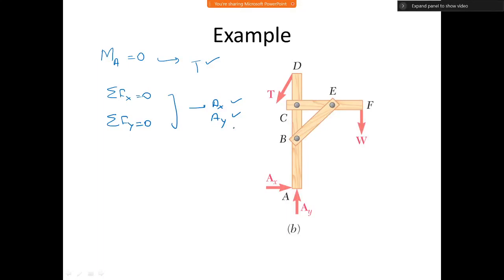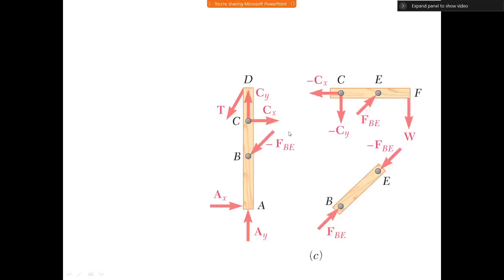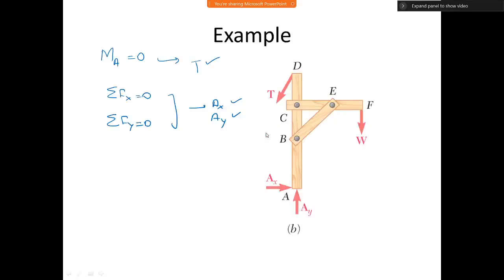Now what we can do is go to each member separately. So far we have seen the whole structure together. Now let us separate out the members and draw the internal forces that will act on these members. A very important thing that will help in the analysis of frames is to identify 2-force members. This is a step which is very helpful to identify what 2-force members are present in the system.